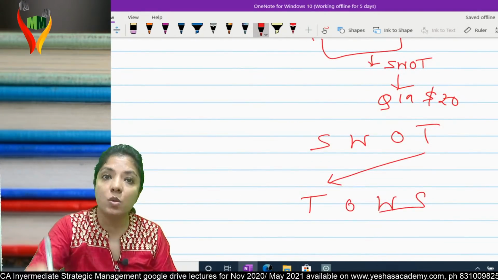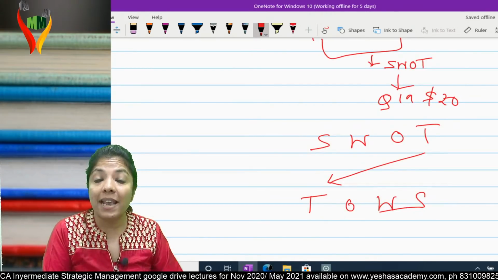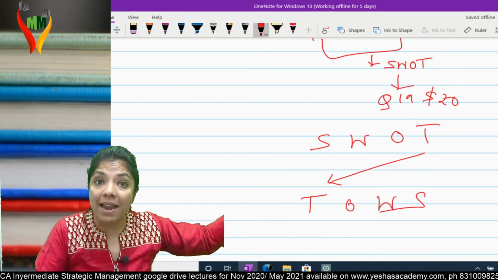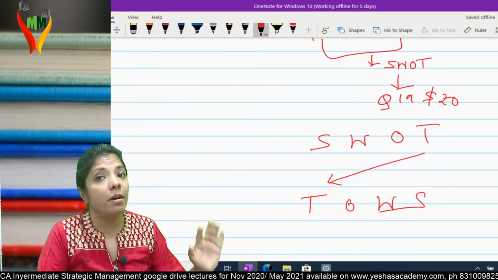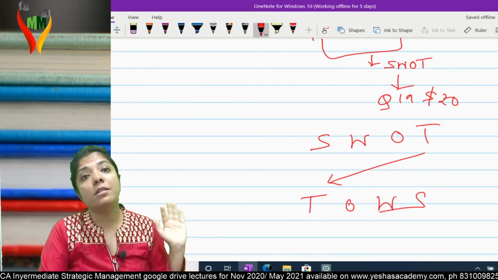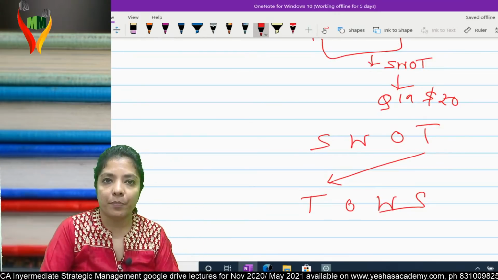TOWS. This is SWOT. TOWS. What's the next question? TOWS. What are we starting? Explain TOWS matrix. We are starting with the next question. Question number 20, TOWS matrix. What is TOWS?